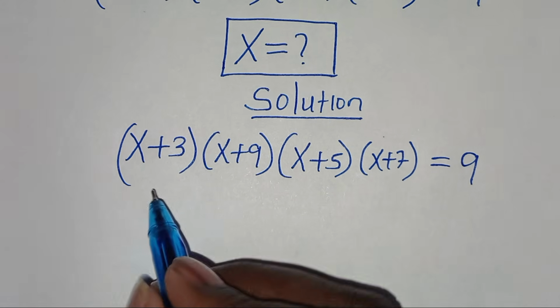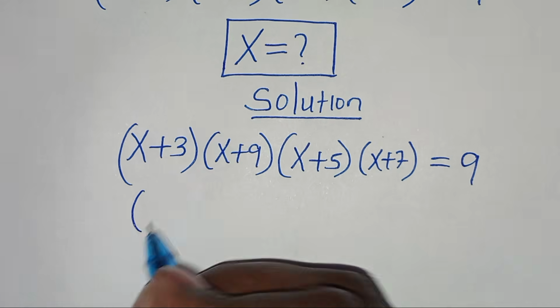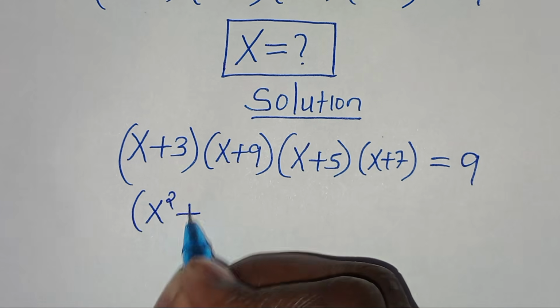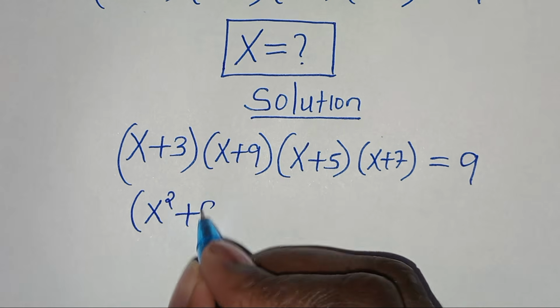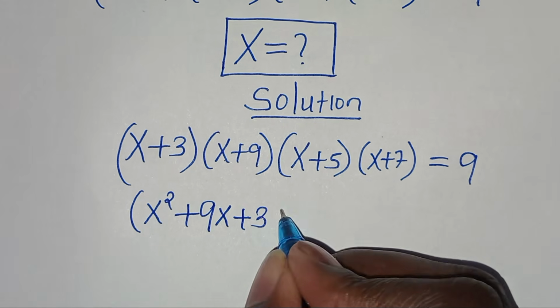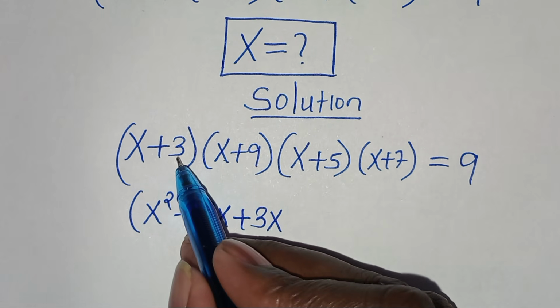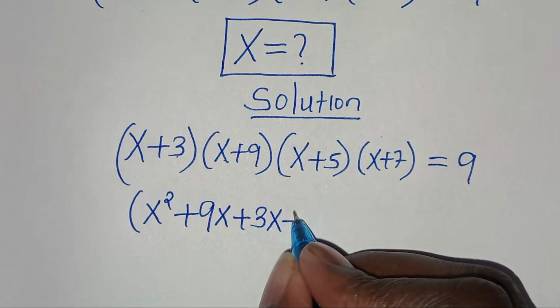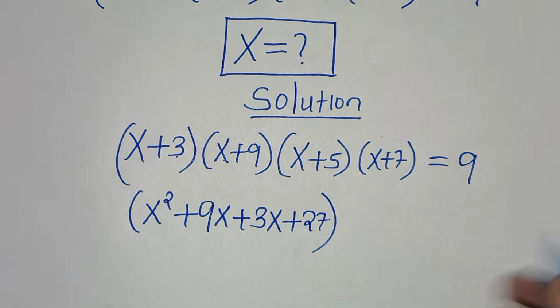Now, here we have x times x. This is x to the power of 2. Then plus x times 9. This is 9x. Then plus 3 times x. This is 3x. Then we have 3 times 9. This is plus 27. Close the parenthesis.